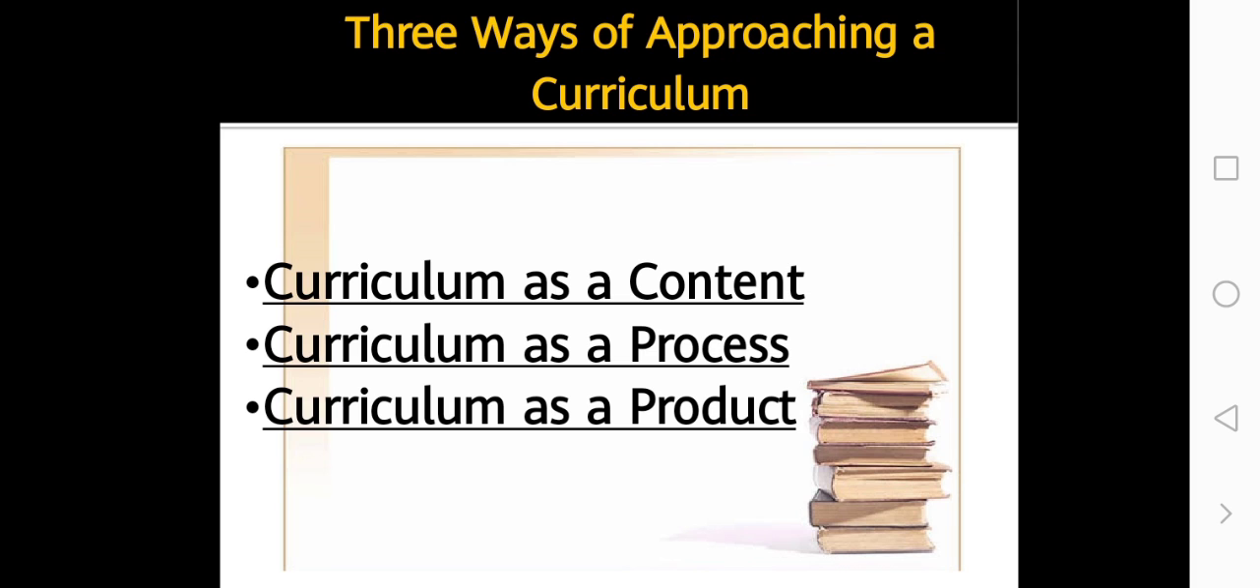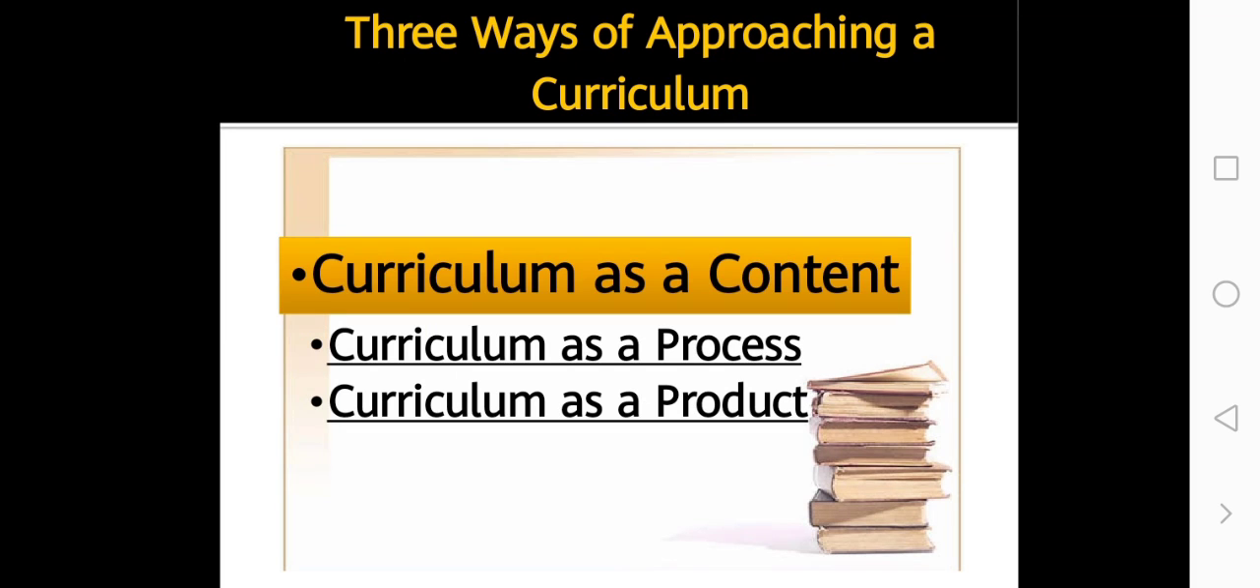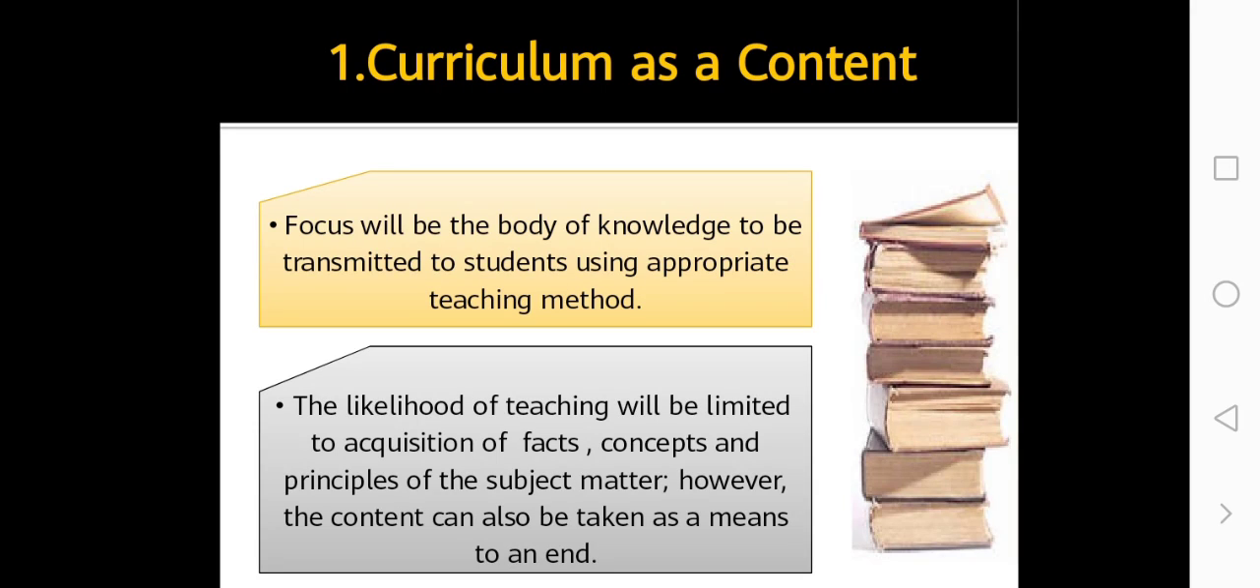The first way of approaching the curriculum is the curriculum as a content or body of knowledge. It is quite common for traditionalists to equate a curriculum to a topic outline, subject matter, or concepts to be included in the syllabus or books. For example, a primary school mathematics curriculum consists of topics on addition, multiplication, subtraction, division, distance, weight, and many more.